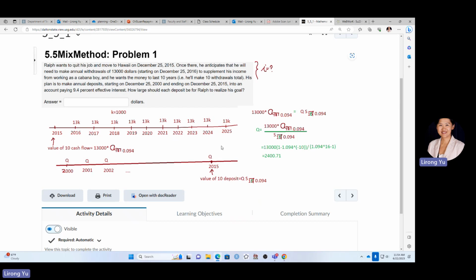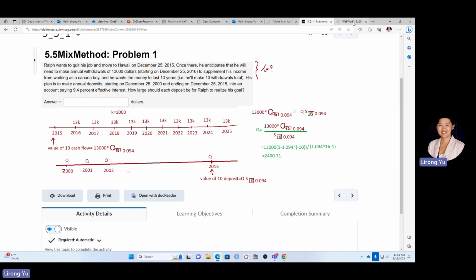So then we are calculating a future value for an annuity immediate. This 2015 value of the 16 deposits, not 10 deposits, 16 deposits, is a future value, so we use S. So that's what comes out in the green formula: 13,000 times a10 equals Q times s16. With that, using the formulas for a and for s, we're able to calculate Q. That's pretty much how you solve question 1.